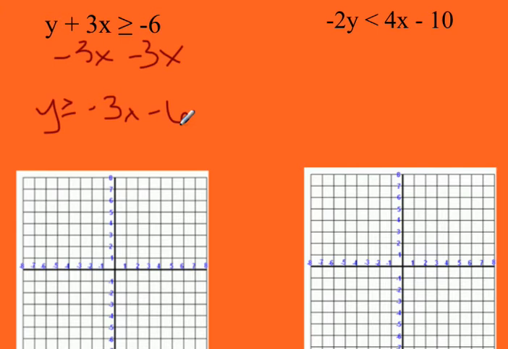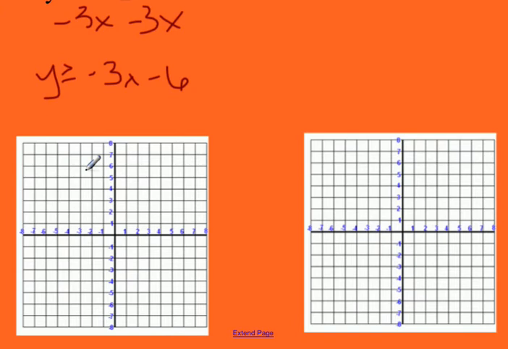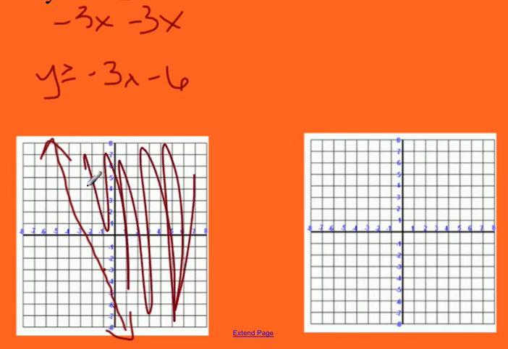Okay, so here we're crossing the y-axis at a -6. So that's going to be right here. Then we're going down 3 and right 1. Well, I notice that I can't go down 3 and right 1 because I'm off the graph. So what I'm going to do instead is I'm going to go up 3 and left 1. And then I'm going to connect a solid line. And then, since the alligator's eating the y, I need to shade up from the line. So that's going to land right here.